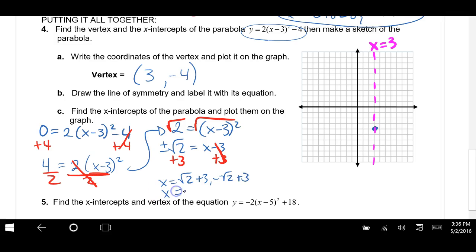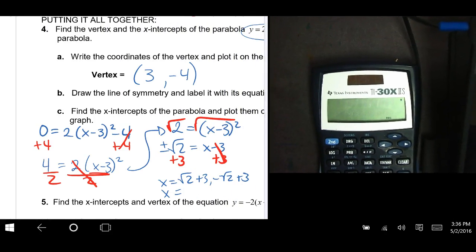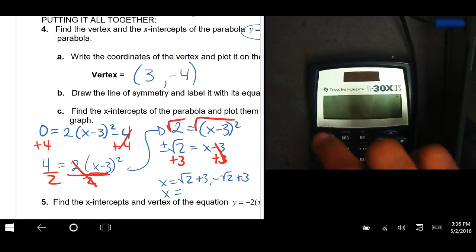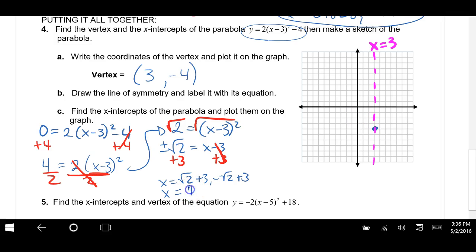Now let's go ahead and find out what those values are in decimal, because ultimately we want to be able to graph these points, and I can't graph them if they're in a radical or square root form, because I don't really know where that's at. So let's get a closer exact value. So again, let's move this over a little bit. So the first number is going to be square root of 2 plus 3, and that's going to be 4.14. So that's the first value.